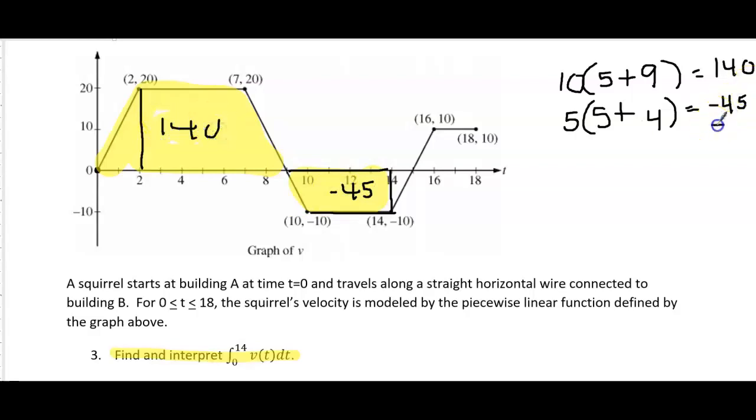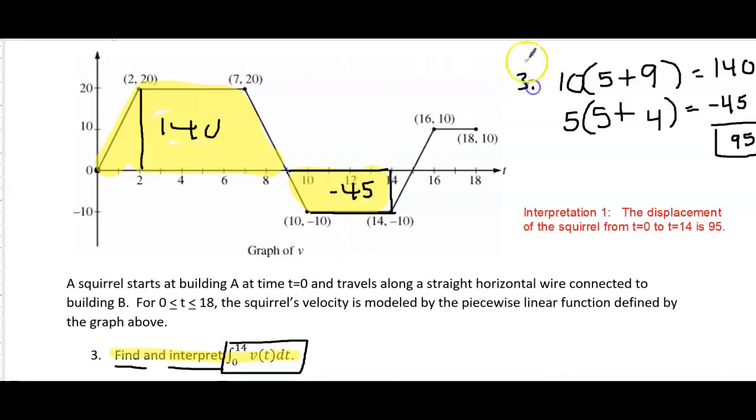All right, and so we can go ahead and just combine those together, and we'll see what we get here. I believe 95 would be that. And well, what is that though? So that's the answer. So we've found it, but now we need to interpret it. Well, hopefully we understand at this point that this represents displacement. So what this represents is that this displacement of the squirrel from t equals 0 to t equals 14 is 95.